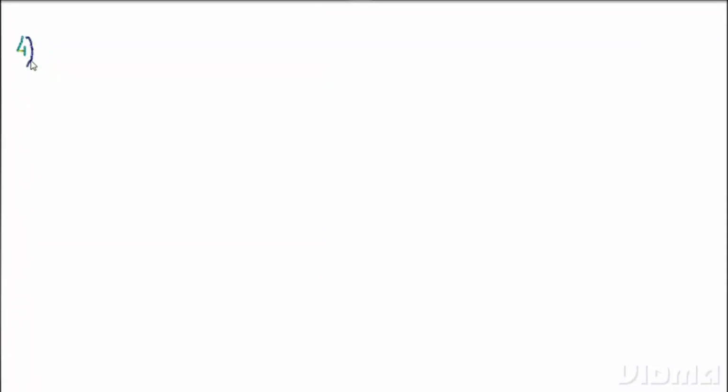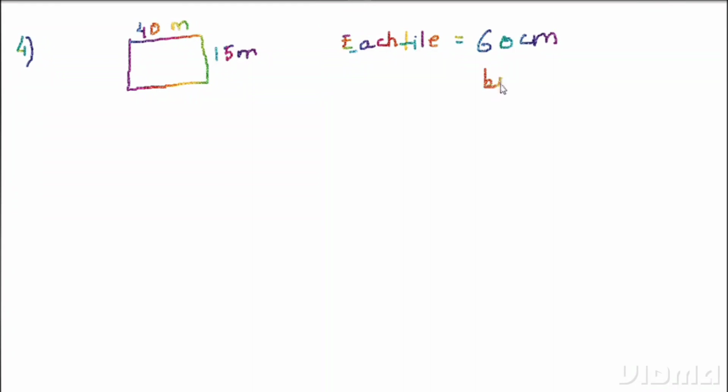The fourth question says that a floor is 40 meter long and 15 meter broad. And they are telling that it is covered with tiles and each tile is measuring 60 centimeter by... okay, what is the length and breadth of each tile? Let's see. It is given 60 centimeter by 50 centimeter. So I can say this is my length and this is my breadth.